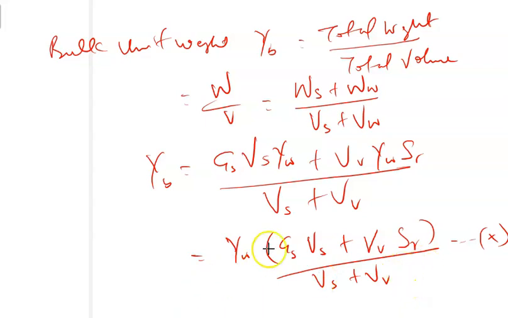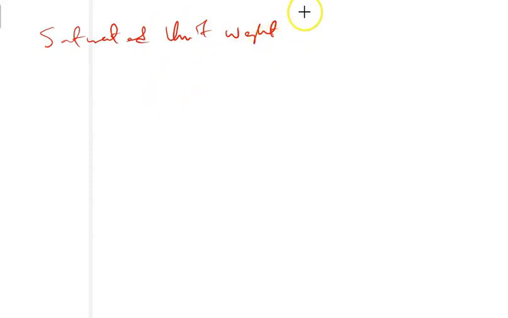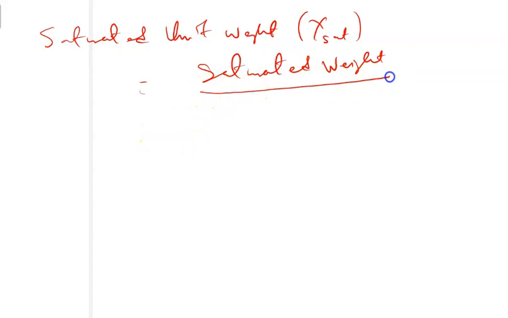We want to look at saturated unit weight. Our saturated unit weight, which is our gamma sat. How do we express it? Saturated weight over total volume.